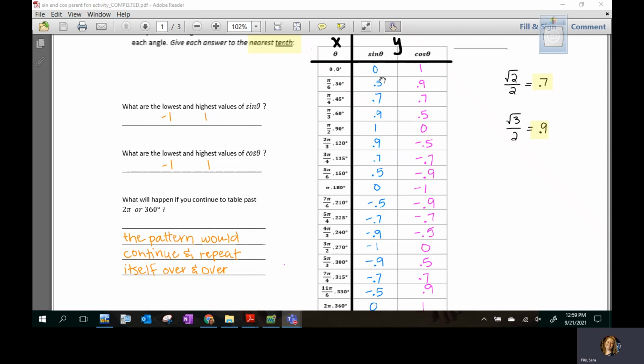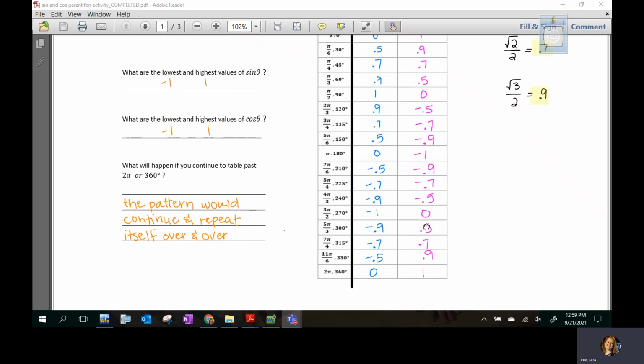Now, I don't know if I had this on there yesterday or not, but I put these black bold lines to separate the table. The angle is the x value when we graph, and then the trig value is the y value when we graph. And then we did this as two separate graphs. So there's a sine graph and then a cosine graph.